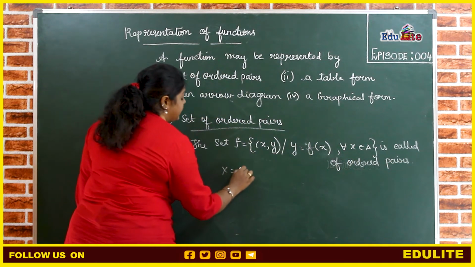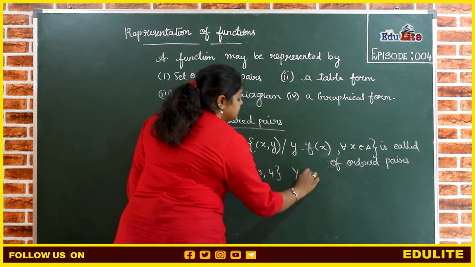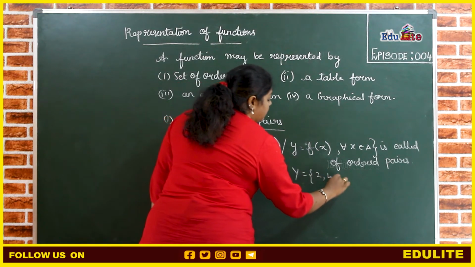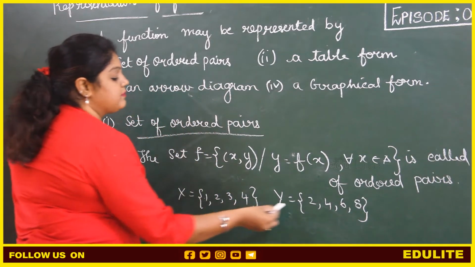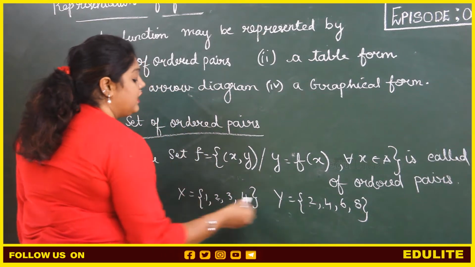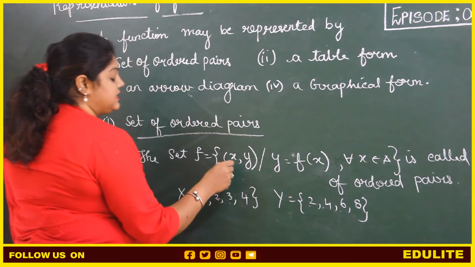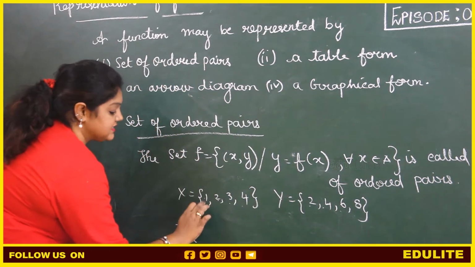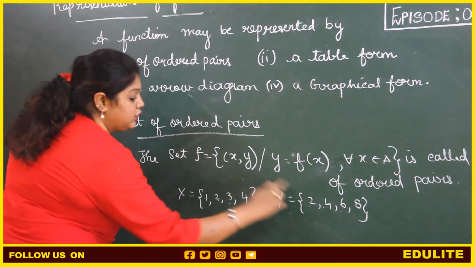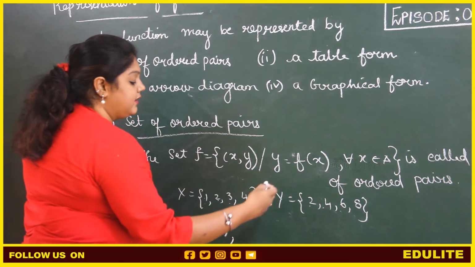We will consider a set x: 1, 2, 3, 4. We will consider a set y: 2, 4, 6, 8. So let us take 1 is mapped to 2, 2 is mapped to 4, 3 is mapped to 6, 4 is mapped to 8. Let us denote this in a set of ordered pairs. Therefore, the function f can be expressed as 1 from x and 2 from y, so (1, 2). Similarly, we have to do it for the other numbers also.